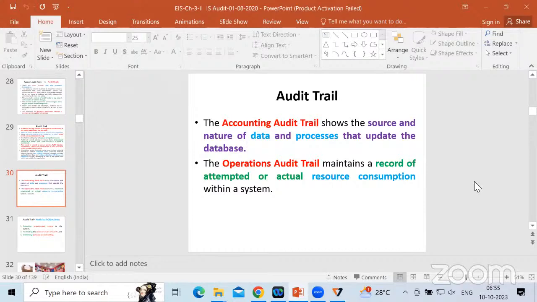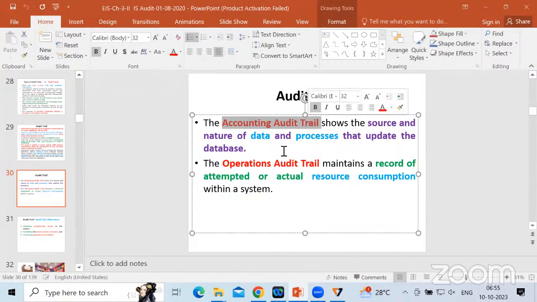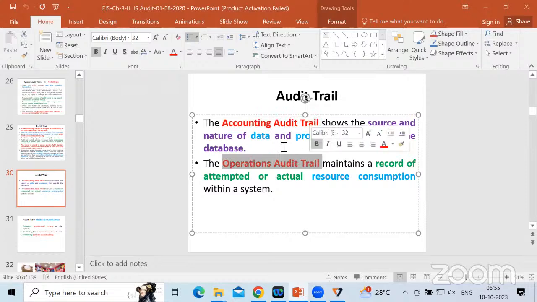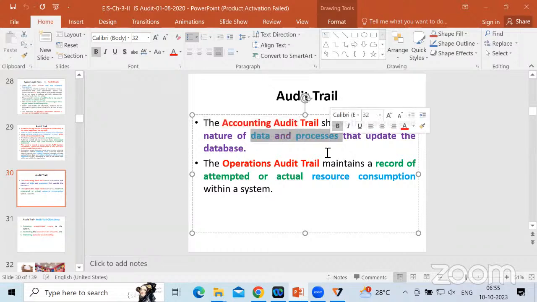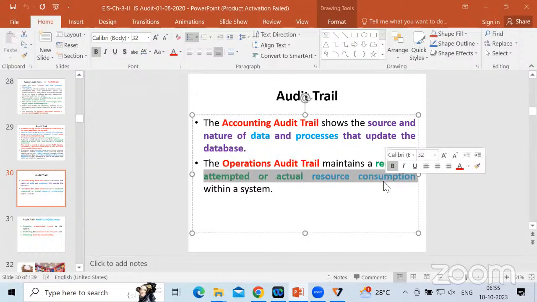Audit trail shows the source and nature of data and processes that update the database, whereas operations audit trail maintains a record of attempted or actual resource consumption within the system. There are two kinds of audit trail, namely accounting audit trail and operations audit trail. Accounting audit trail shows the source and nature of data and processes that update the database. Whereas operations audit trail maintains a record of attempted or actual resource consumption.